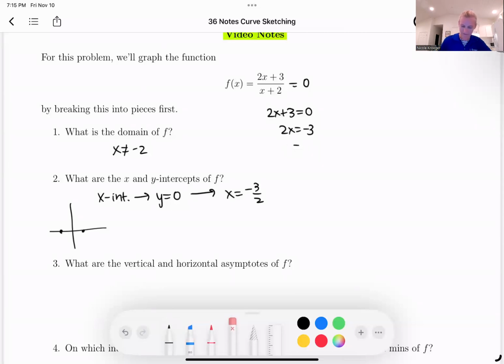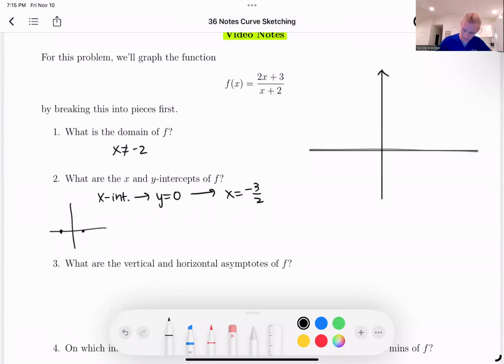Eventually, we're going to sketch the graph of this function. And so I'll go ahead and start my graph up here. The x-intercept is at -3/2. So that's -1.5. So that's going to be a place where we cross the x-axis.